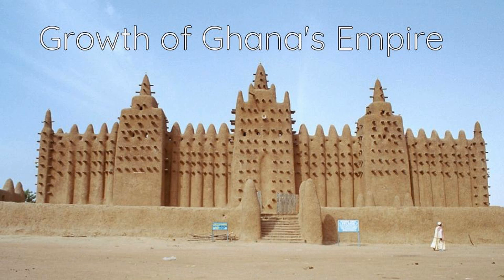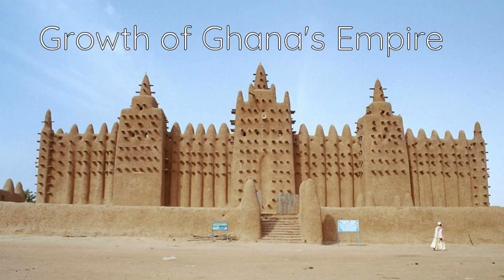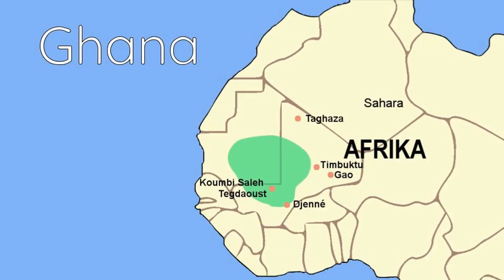All right, you guys, moving on to the second section entitled The Growth of Ghana's Empire. You're going to find this information on page 159 in your history book. Be thinking of this question. What, besides goods, can trade bring to a region? The region between the desert and the forest of West Africa came to be called Ghana. The northern part of Ghana became a center of trade. Salt and other goods arrived there after crossing the Sahara. Gold, enslaved people, and goods reached Ghana from the south.